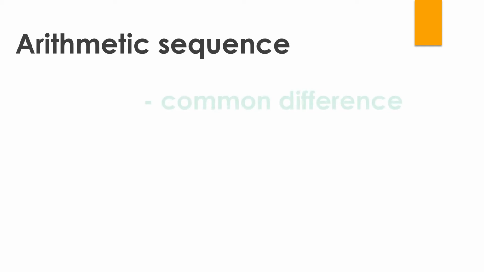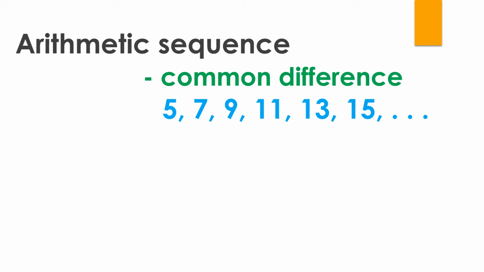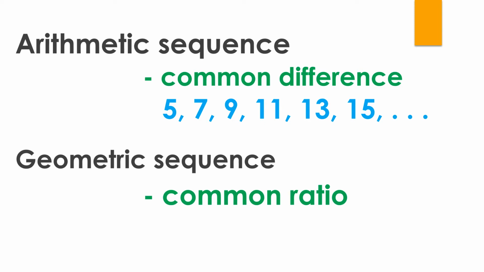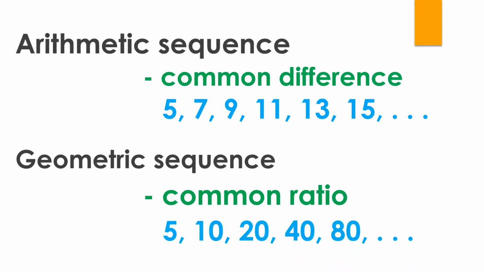What is the difference between arithmetic sequence and geometric sequence? In arithmetic sequence, there is a common difference. From the given example, the common difference is 2 because we are adding 2 to get the next term. While under geometric sequence, there is no common difference, but there is a common ratio. From the given example, the common ratio is 2, since we are multiplying each term by 2 to get the next term.